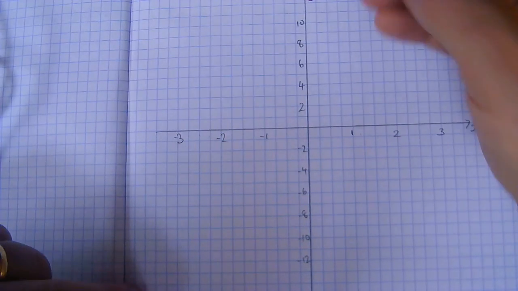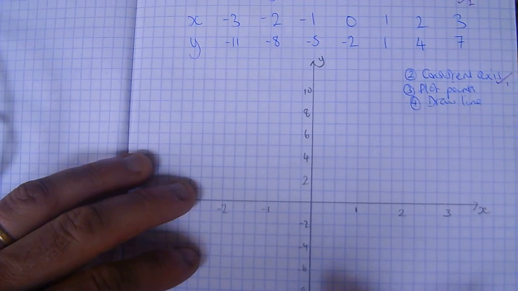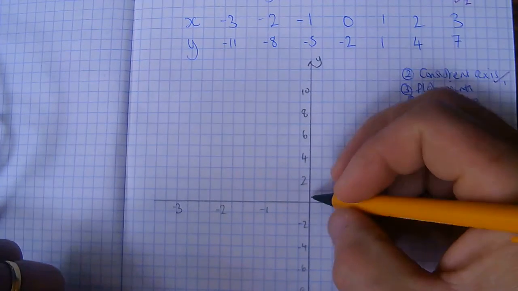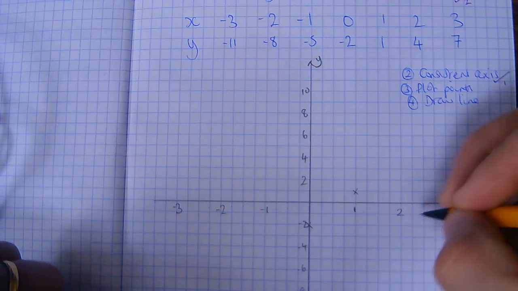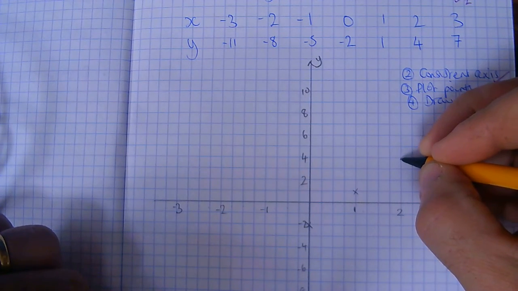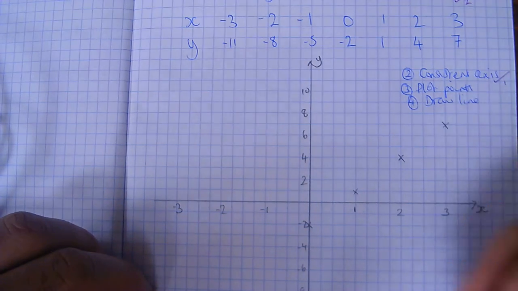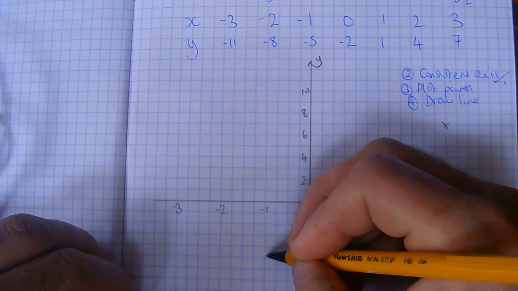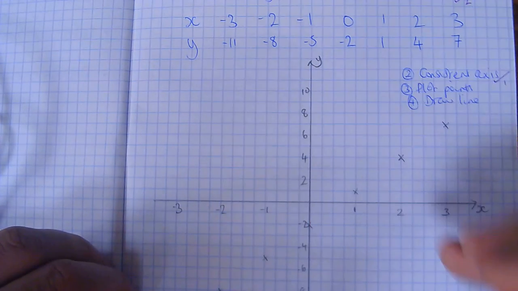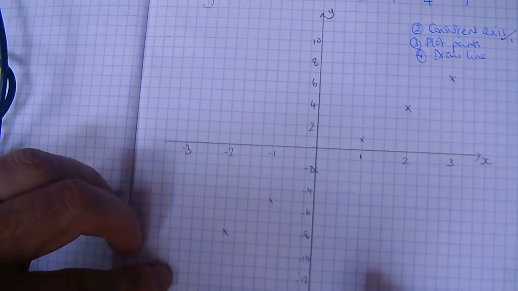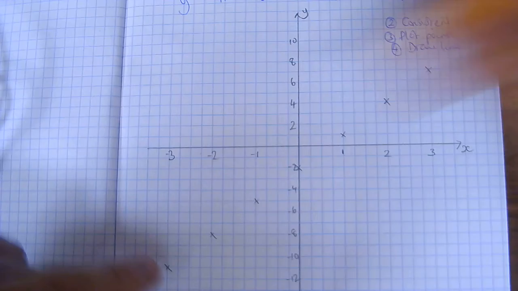Now I can plot my points. So I'm going to start with the easiest point to begin with. So I've got 0, minus 2. So I'm going across 0, down 2, across 1, up 1, across 2, up 4, across 3, up 7. I carry on plotting my points. 1, minus 5, 2, minus 8, and 3, minus 11. Just going to come down so you can see where I'm going to. So minus 3, minus 11.